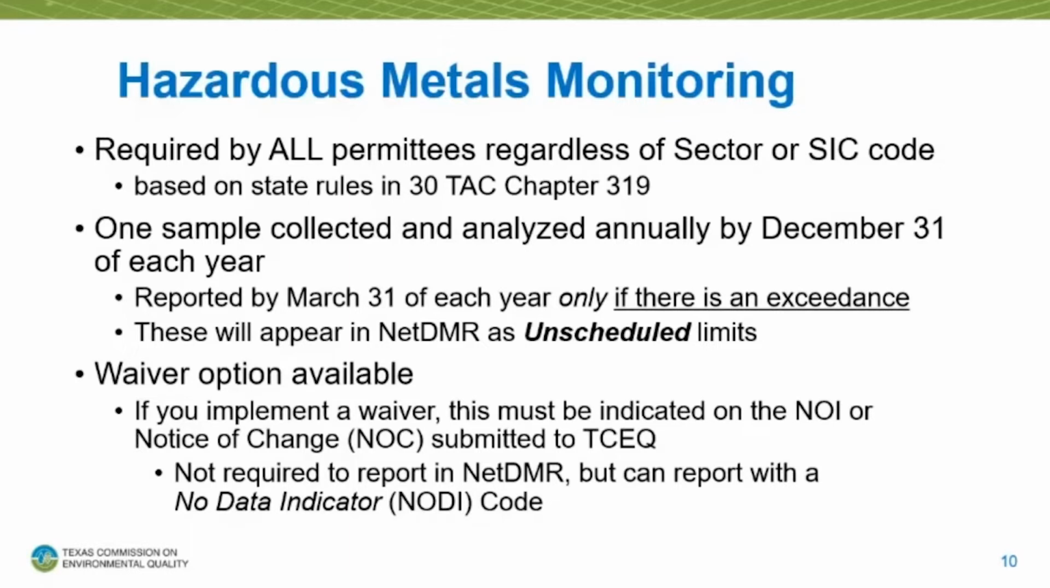And then there is a waiver option available for some permittees to waive out of hazardous metals monitoring. So if you are eligible and you're implementing that waiver, you have to tell us on your application or through a notice of change. You know, maybe you applied back in August to get coverage under the permit and you have since started implementing that waiver. You need to submit a change to TCEQ to let us know so that we can adjust what's going to appear in Net DMR. You can have that submitted, and so we have a record that you're implementing the waiver. And if that's the case, then it wouldn't show up in Net DMR.